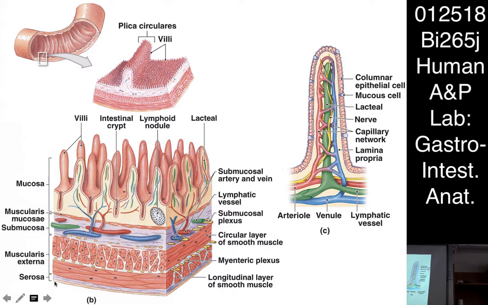L-A-C-T-E-A-L, lacteal. I guess they drew it green because they lacked teal. Yeah. Just doing what I can to make it stick. Just doing what I can.